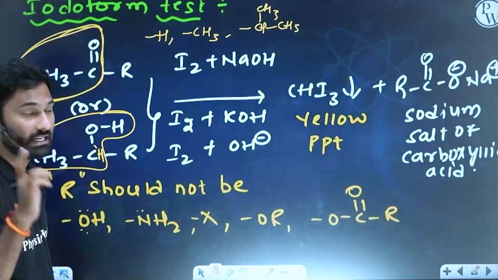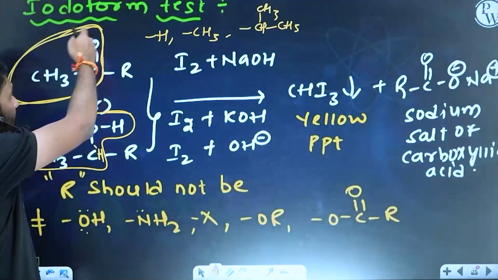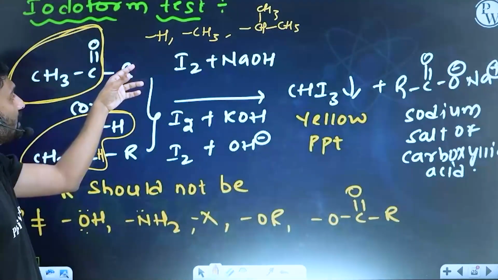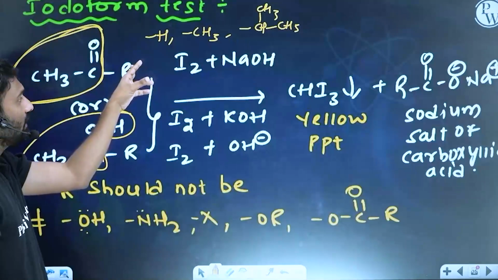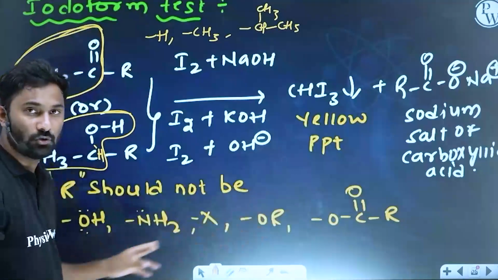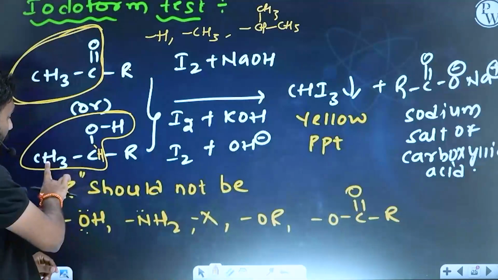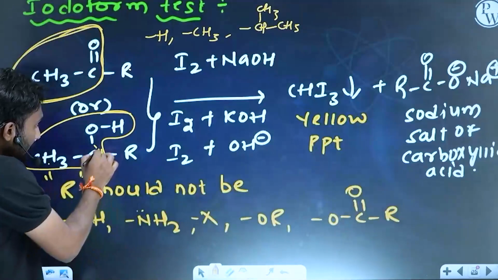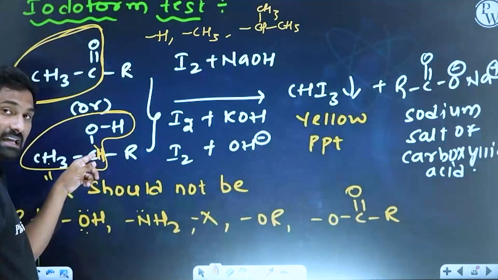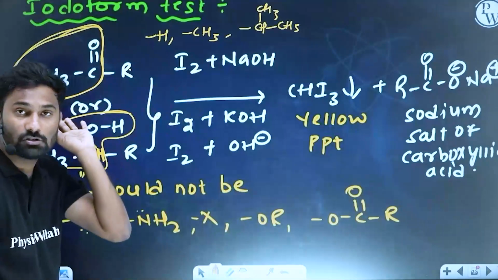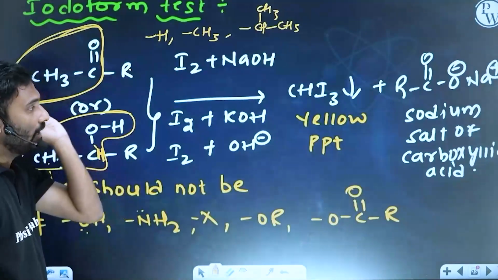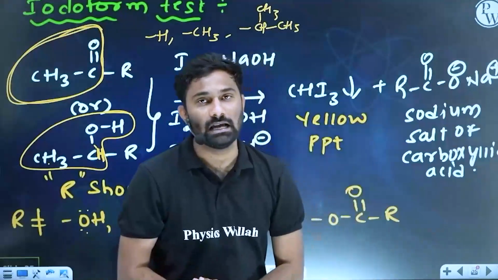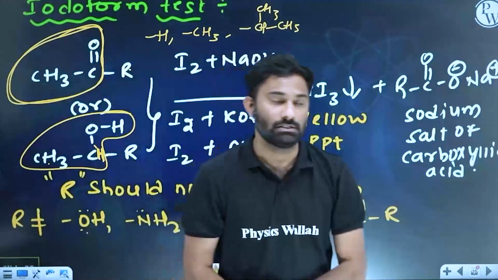If an iodoform question is asked, first you must check whether this group is present or not. If CH3C double bond O is there, then the attached groups should not be there. If CH3COH is given, then this carbon must have an acidic hydrogen. If there is no acidic hydrogen in it, it will also not give the iodoform test. It will give the yellow colour precipitate, and this is the sodium salt of carboxylic acid. This is the iodoform test. Okay, next.